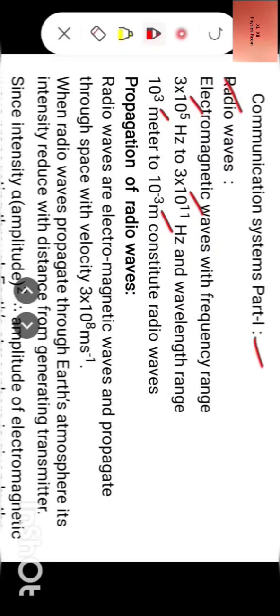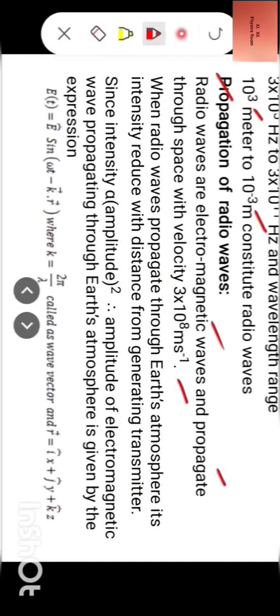Okay. Now propagation of radio waves. How do radio waves propagate? Now radio waves are electromagnetic waves and propagate through space with velocity of 3 into 10 raised to power 8 meter per second. When radio waves propagate through Earth's atmosphere, their intensity reduces with distance from the generating transmitter.